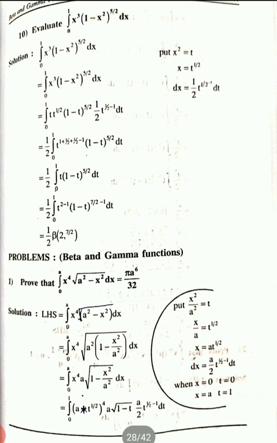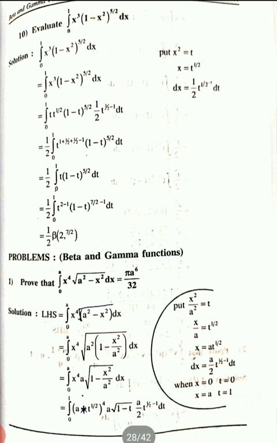See here, for a beta function, the definition is x to the power m minus 1 into 1 minus x to the power n minus 1. But in the square root we have a squared. That's why we replace it in the form of 1 minus x. That's why I am taking a squared as common in the square root. What do we get? a times square root of 1 minus x squared divided by a squared, into dx.